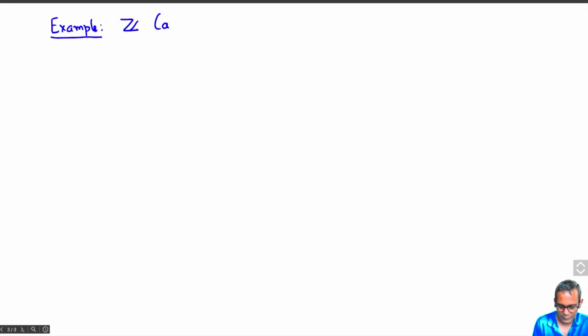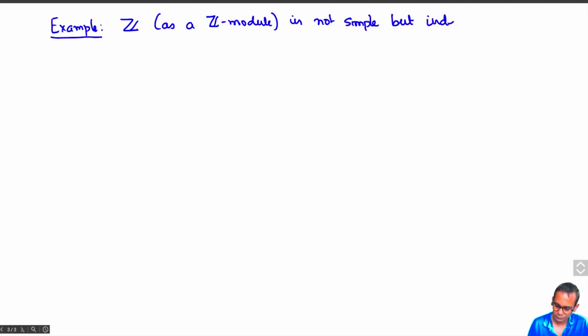Z as a Z-module is not simple. We know that, right? There are lots of submodules of Z. For example, multiples of any integer n form a submodule of Z, but it is indecomposable. And one way to see this is to use the calculus of projections.